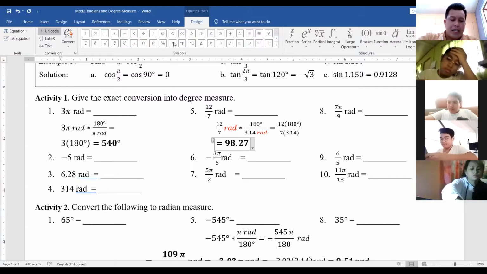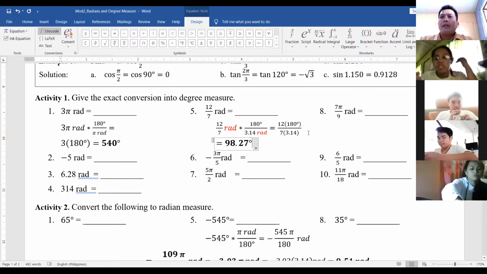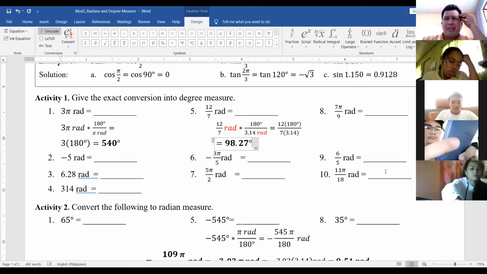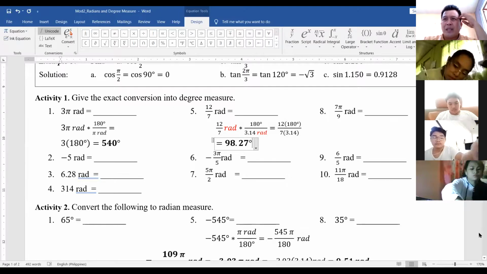Does anyone know the answer? Why is it 22? I know why it's 22. Because you are using again the pi in your calculator. This is the part where I have to repeat again and again. The answer is 98.27, sir. And then in the exam, someone will commit the same mistake again.